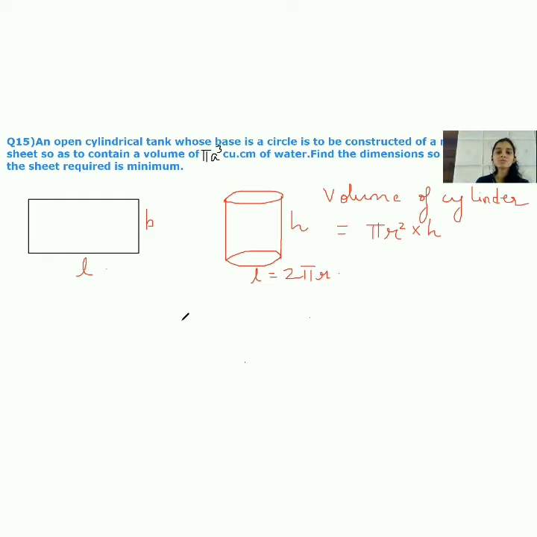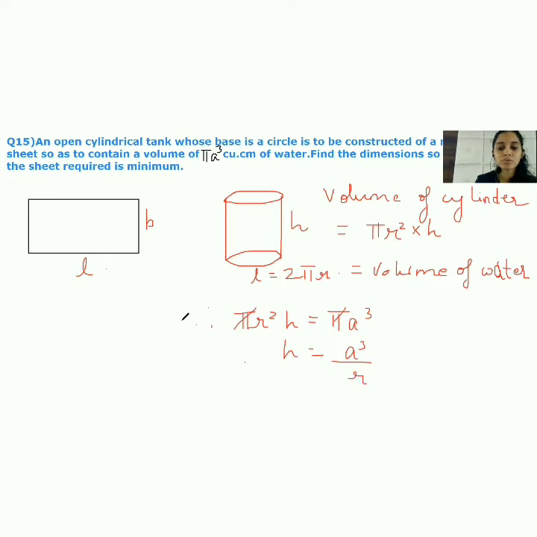Now it says that this same cylinder contains pi a cube of water, so we'll say it is equal to the volume of water. So therefore we can say pi r square h is equal to pi a cube. So we have h is equal to a cube upon r square. We'll mark this as equation 1. Now the next step is to know what minimum area of the sheet will I require.